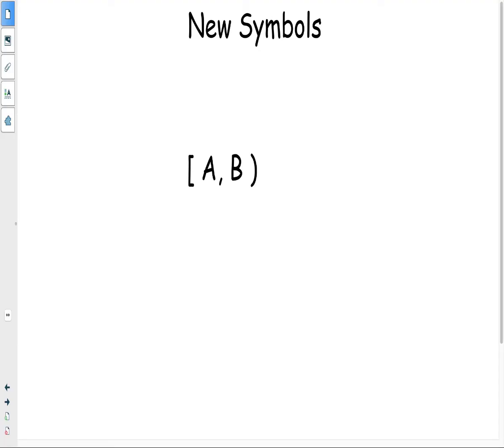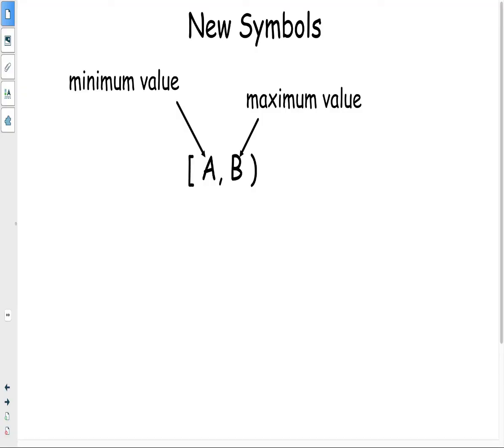So we're going to talk about some new symbols to help you out with interval notation. The first value you're going to list is your minimum value. The second value you're going to list is your maximum value. That's where you start and where you stop.